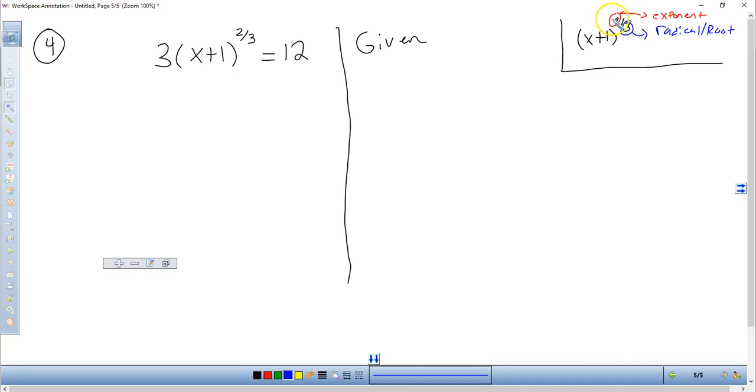Now, some people do go, okay, well, I'm going to square it and then cube root it. That's perfectly fine. It doesn't matter as long as you follow proper procedure. I always work bottom to top. So I want to cube root it, then square it. To me, for some reason, it's usually just easier.